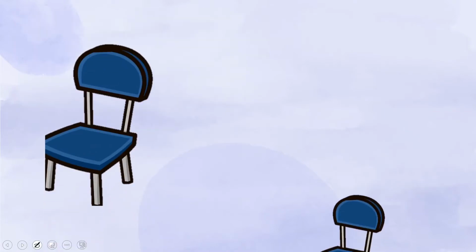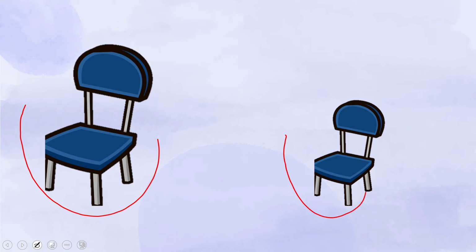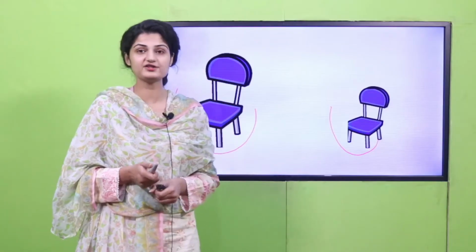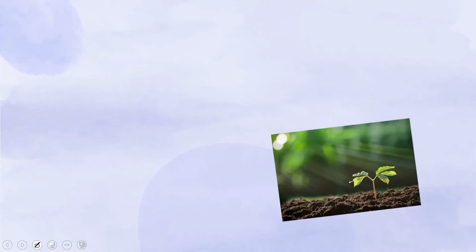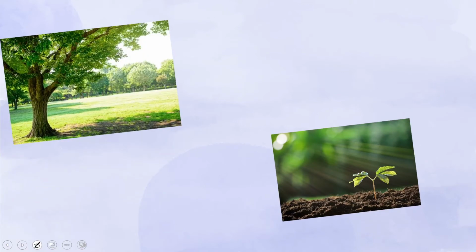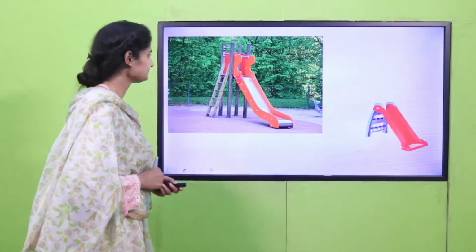Now, I am going to show you the things in your environment which are big and small. This is a big chair and this is a small chair. If you look around in your class, if you have chairs in the class, your teacher's chair will be big and your chair will be small. What other things do I have? I have found a big tree and a tiny plant. If you go outside, if you go in any garden, you will see there are big trees and small plants as well.